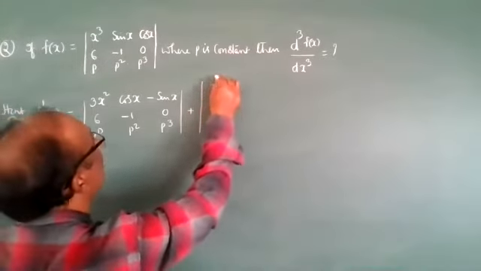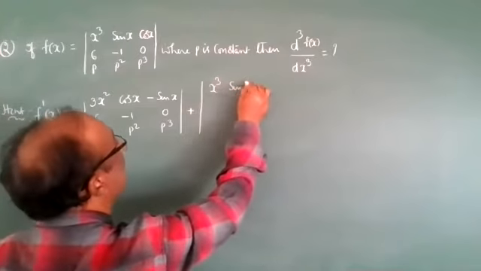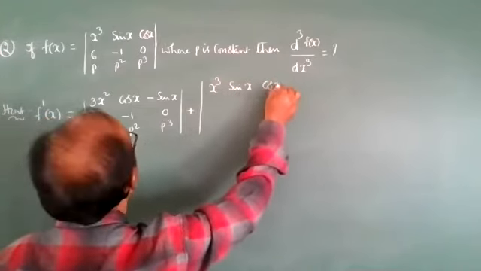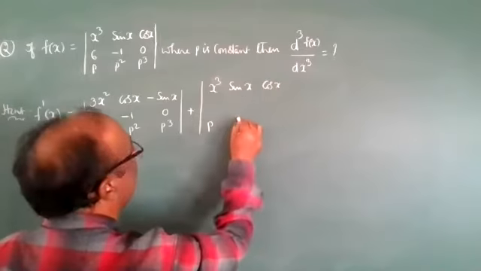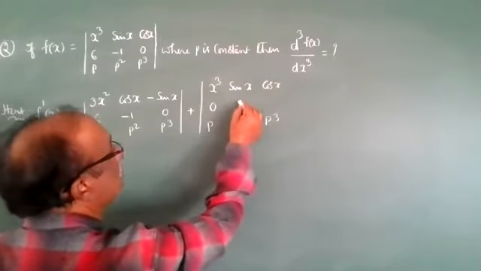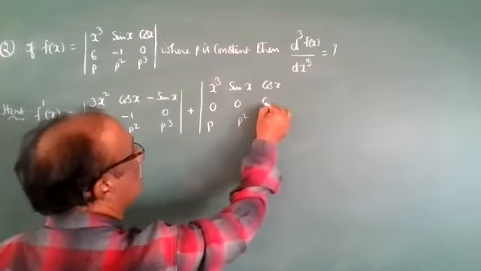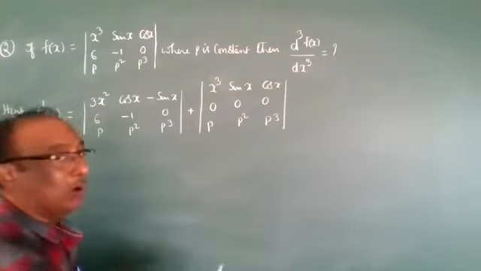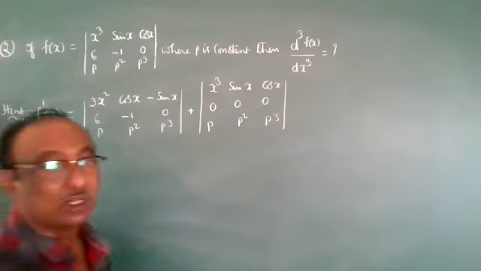So x cube, sin x. The first row is the same, and the third row is also the same, P square, P cube. In the second row, the derivative of 6 is 0, of minus 1 is 0, and the derivative of 0 is 0. One row all elements are 0, so that is 0.